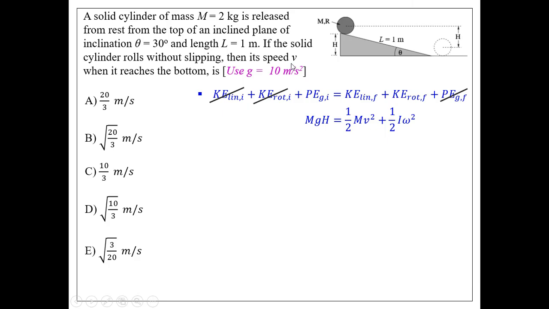So the question ultimately asks us to find v. I have a v term here. I need to get rid of I and omega just so that I have v in both terms so I can factor things out. All right. So here, the left side remains the same. The 1/2 KE linear stays the same. The only thing I want to break up is I, the moment of inertia.